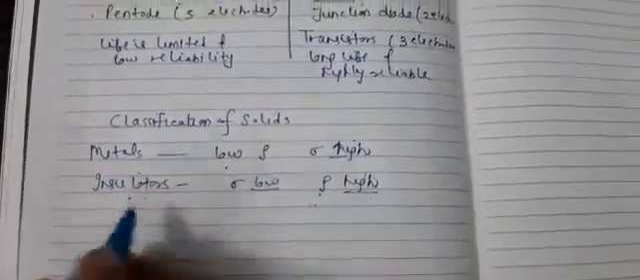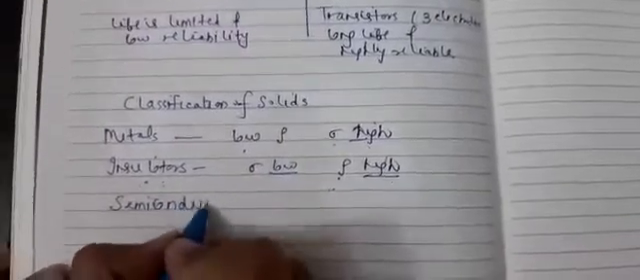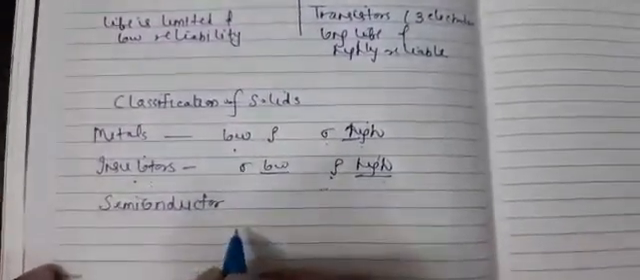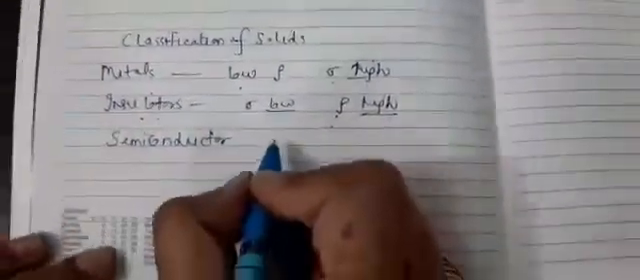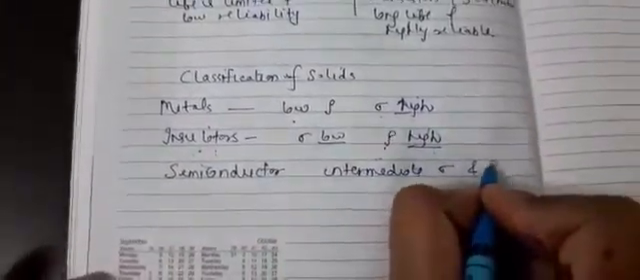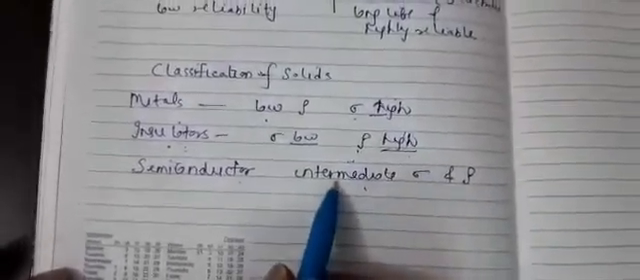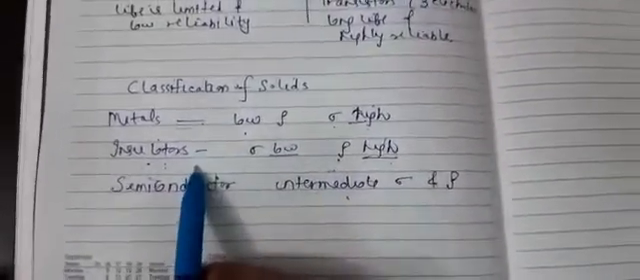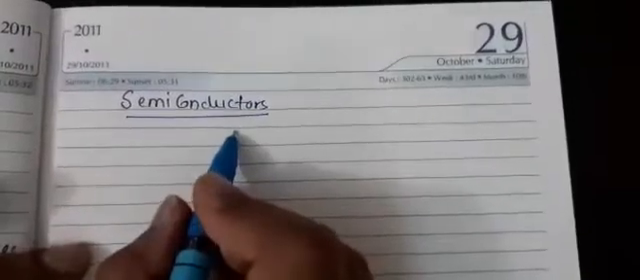In between these two, there is another material, that is semiconductor. Here we will study semiconductors in detail within this electronic devices topic. It has intermediate conductivity as well as resistivity, both. That is, its conductivity and resistivity lie in between metals and insulators. So semiconductors are what we have to study in detail.